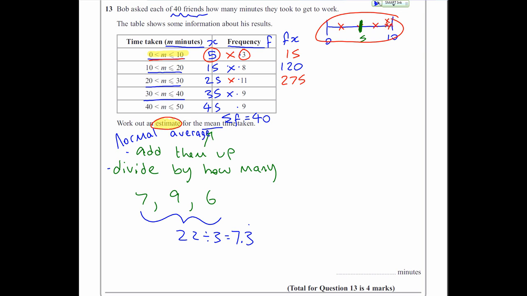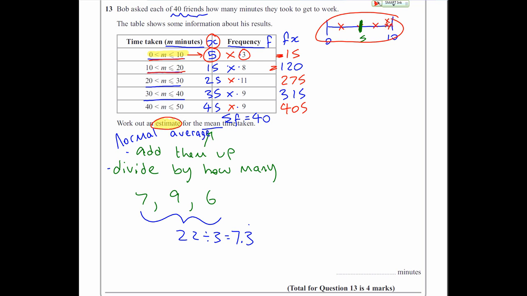35 times 9. 45 times 9. And that is all of your numbers effectively added up. Okay? All the numbers between 0 and 10 added up. All the numbers between 10 and 20 added up. Now it's not perfect because this x value was an estimate.